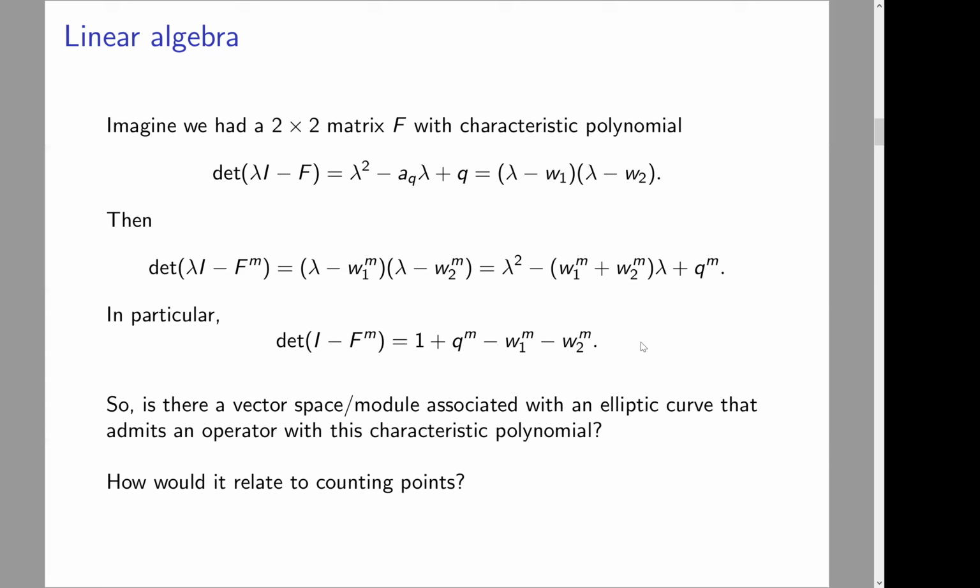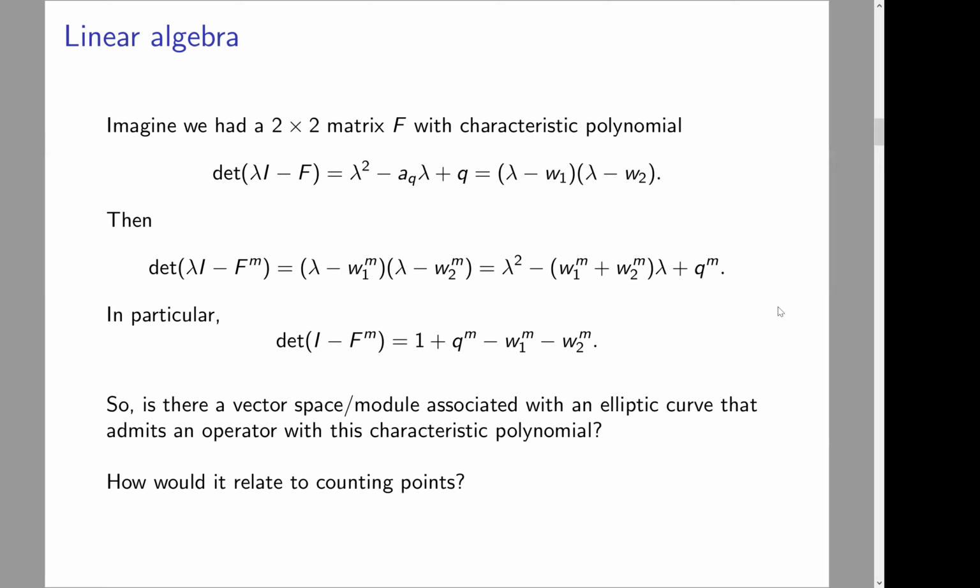So one approach might be to say, okay, can we find some sort of linear algebraic gadget, some vector space, some module with some operator acting on it that in some way is related to the point count? Can we find some linear operator on a vector space or module that spits out the correct characteristic polynomial, and somehow this determinant is connected to the point count of an elliptic curve? So that's the goal.